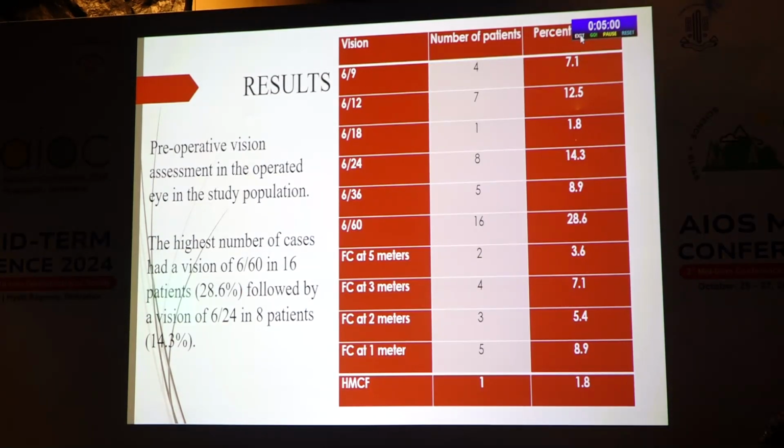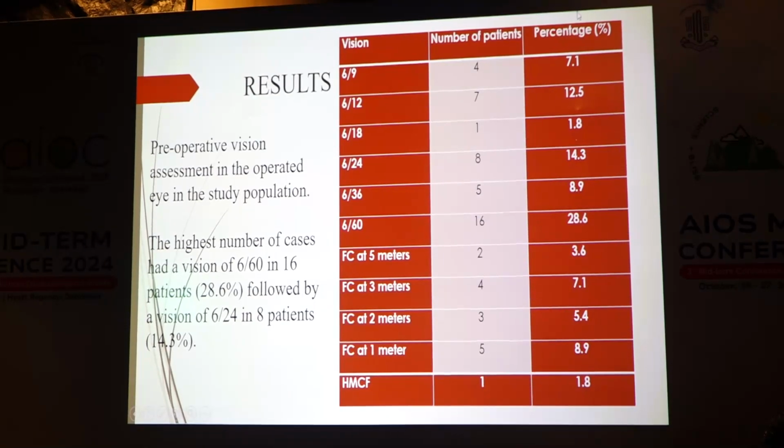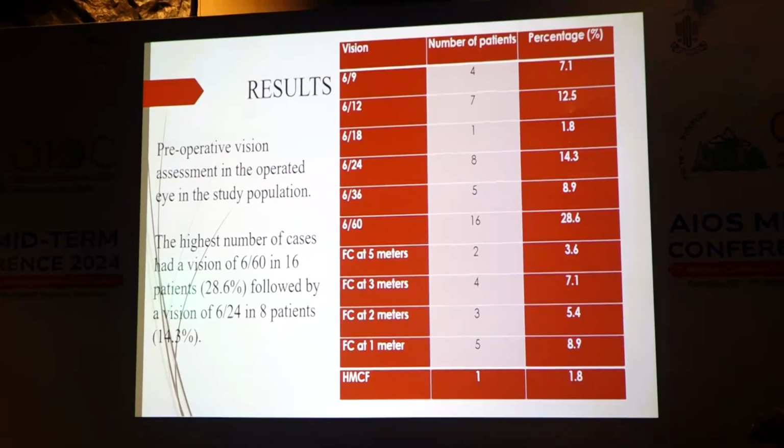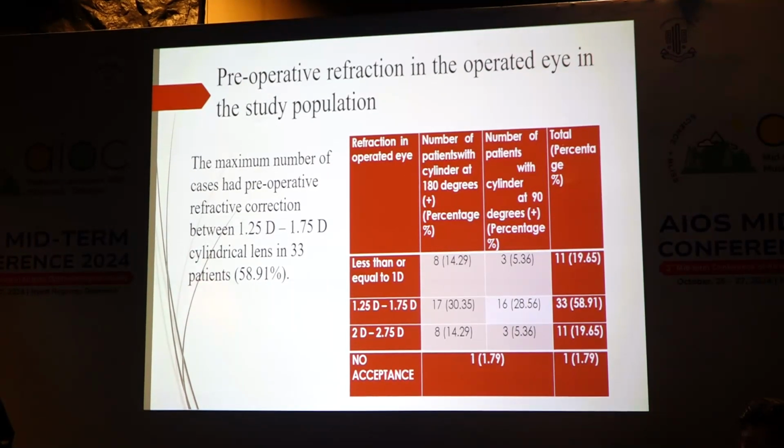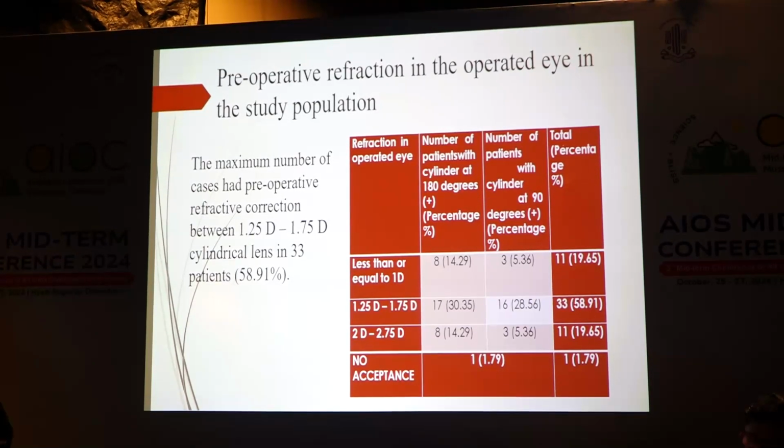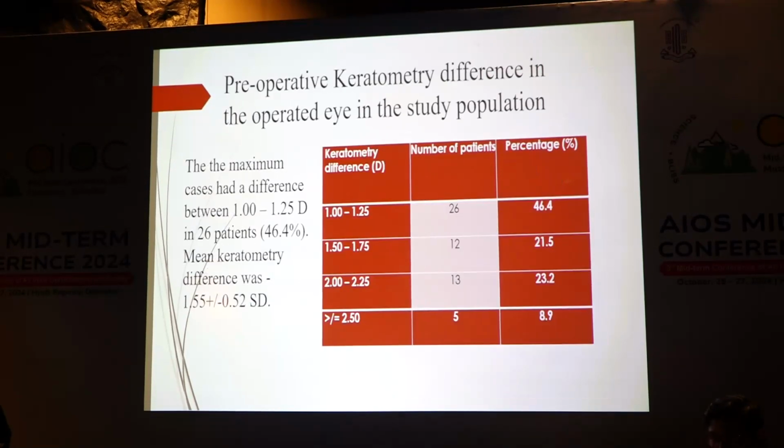Our preoperative vision evaluation was that the maximum number of individuals, 16, had 6/60 vision. For the preoperative refraction in the operated eye in the study population, only the positive lens in the 90 or 180 degrees was taken and the spherical equivalence was excluded. We can see that the maximum number of individuals, that is 33, 58.91%, was between 1.25 to 1.75 diopters.